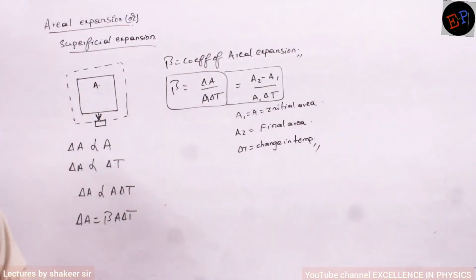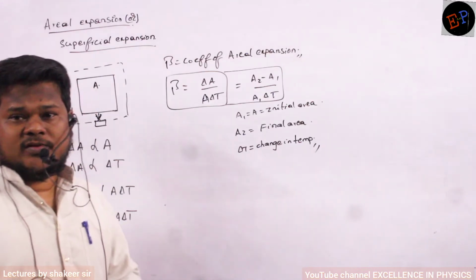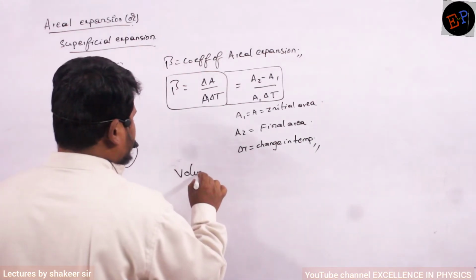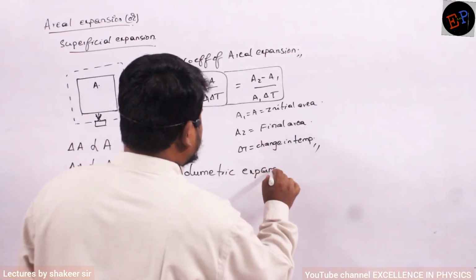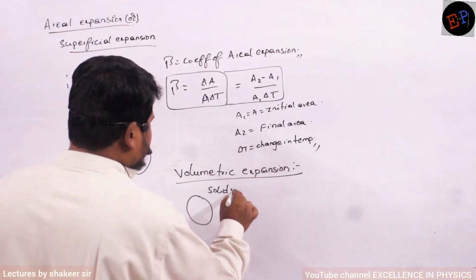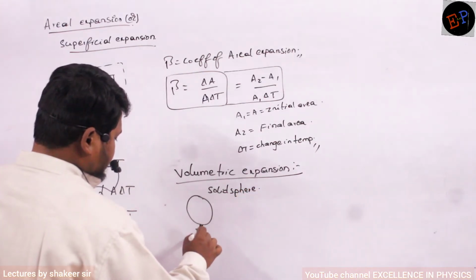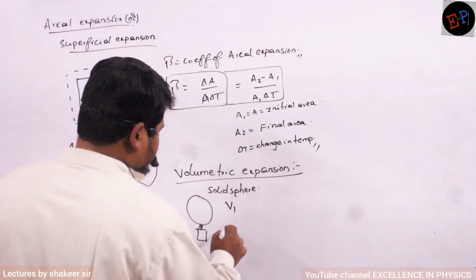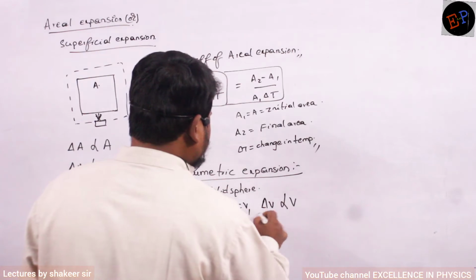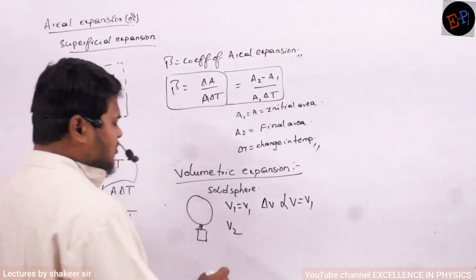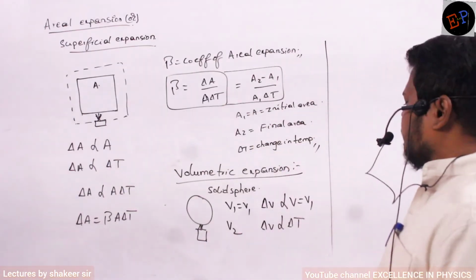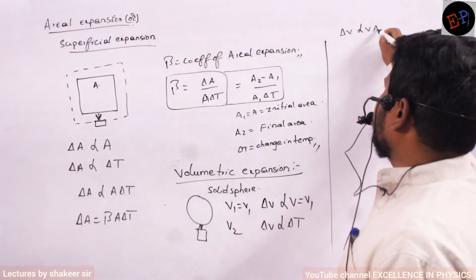Similarly, we can write the coefficient of volumetric expansion also, no? If the increase is in terms of volume, then we can write volumetric expansion. So write down: volumetric expansion. So we are taking a solid sphere, and we are heating this one. Then initial volume is V1, final volume is V2. Then what is the change in volume? Change in volume is directly proportional to V, or you can call it V1 also. And change in volume is directly proportional to change in temperature also. Same concept. Understood, no? So if you combine both of them, what will you get? Change in volume is directly proportional to V delta T. This is what I will get.